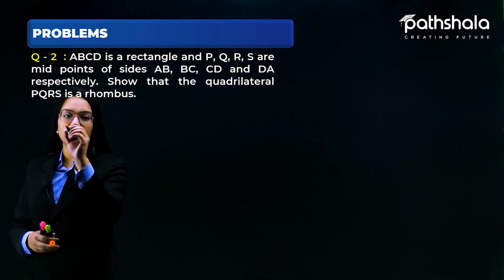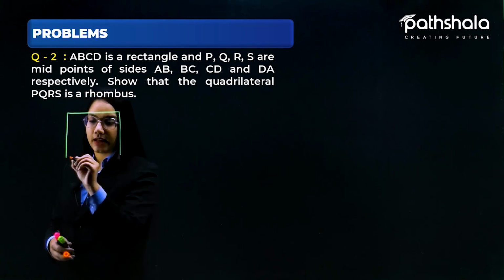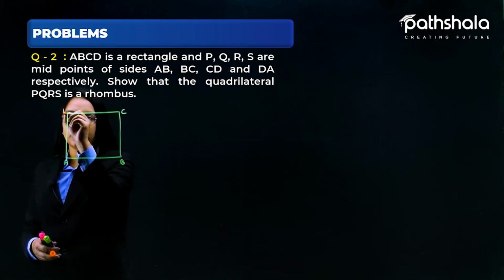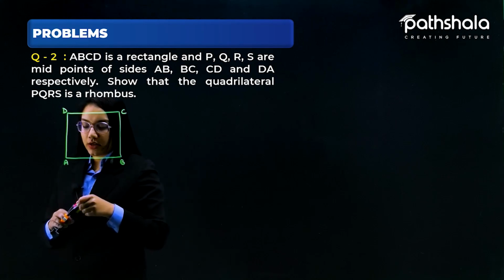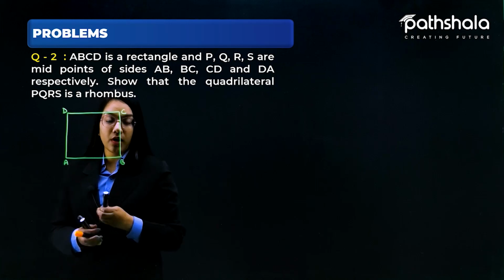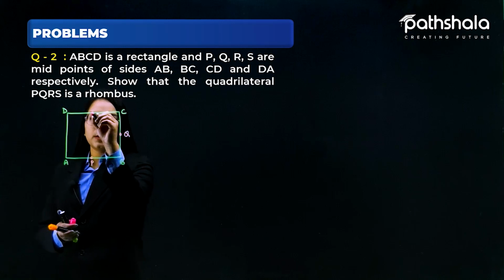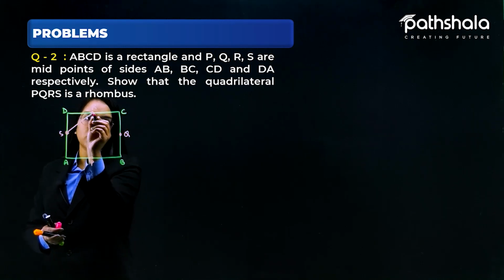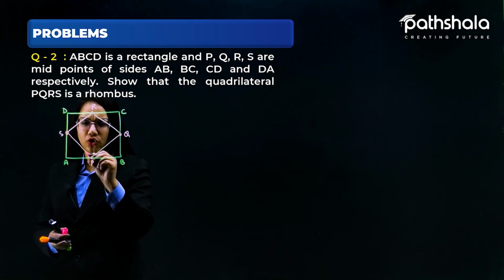So let us suppose I'm forming a rectangle over here. This is my rectangle, and further it is A, B, C and D. Further it says that we have P, Q, R, S being the midpoints. So let us suppose I'm taking the midpoints in this manner: this is P, this is Q, this is R and this is S. I'm taking them, and let us suppose I'm joining them like this.